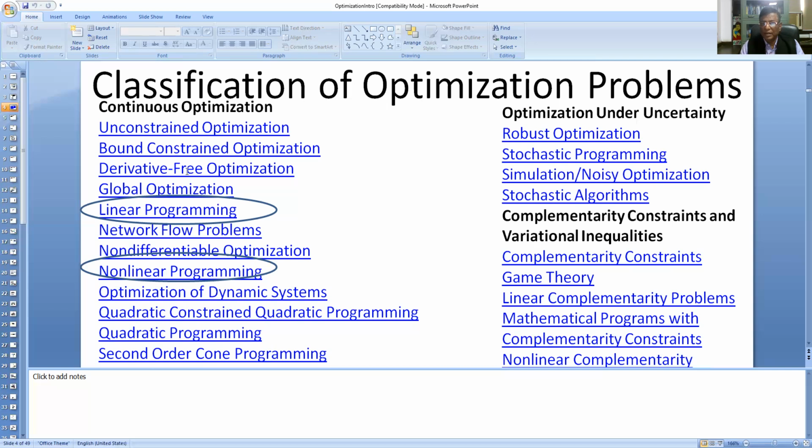And optimization under uncertainty consists of robust optimization, stochastic programming, simulation or noisy optimization, stochastic algorithms, and it also has one specific segment, that is complementary constraints and variational inequalities. Under this, we can see complementary constraints, game theory, linear complementary problems, mathematical programs with complementary constraints, non-linear complementarity.